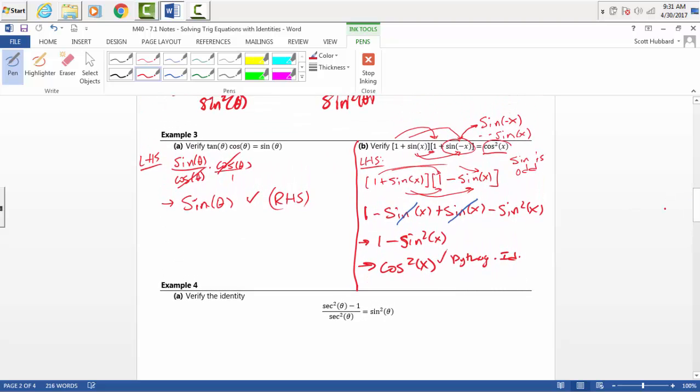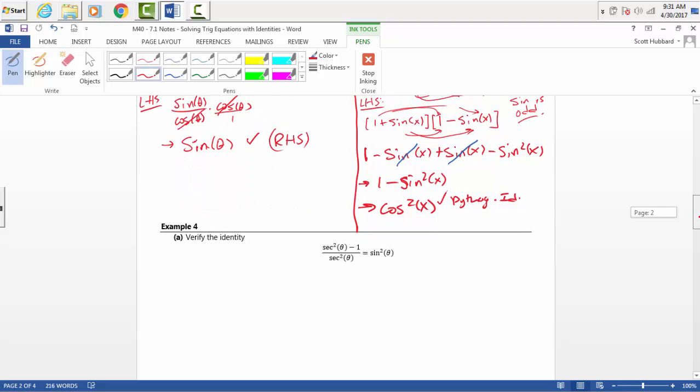That one was a great problem because I had to use the odd identity, do some algebra, some FOILing, combining like terms, and then use the Pythagorean identity, which I knew as well. Okay, so let's move on.